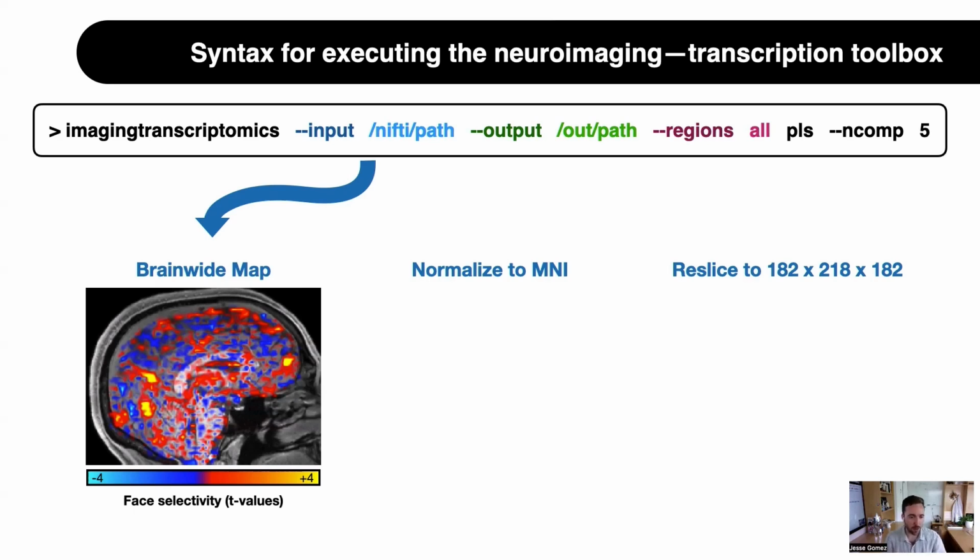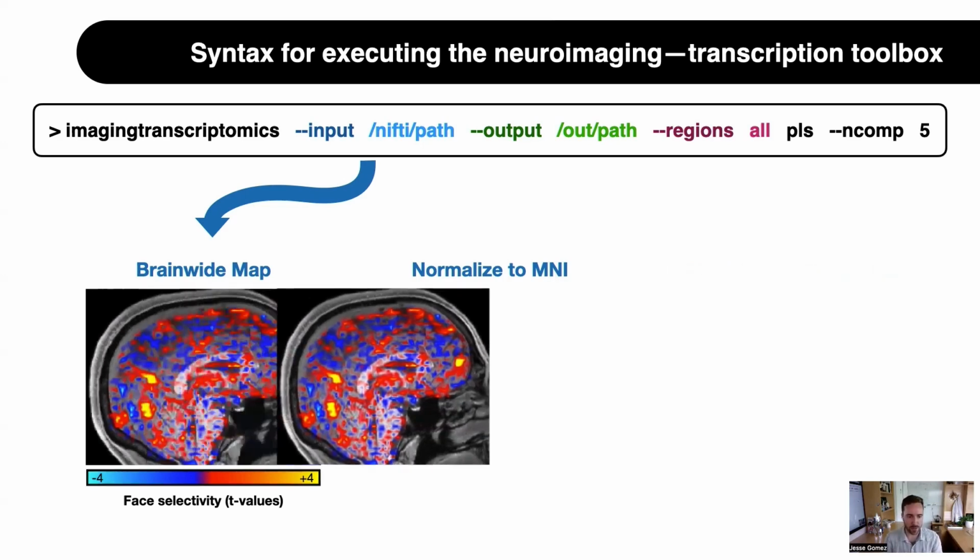So you might originally, from your MRI experiment, have a T1 weighted anatomical image of your subject's brain, and you'll have a contrast map from your experiment aligned to that anatomical image. And for the sake of this cooking show together, let's see if we can find any genes that might be correlated with face selectivity across the brain. So once you have your T1 image and your contrast map in the same space and same resolution, the next step you'll need to do is transform them into MNI space.